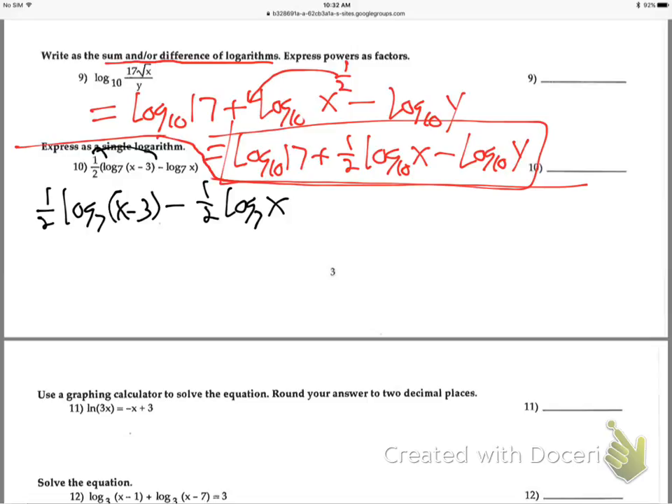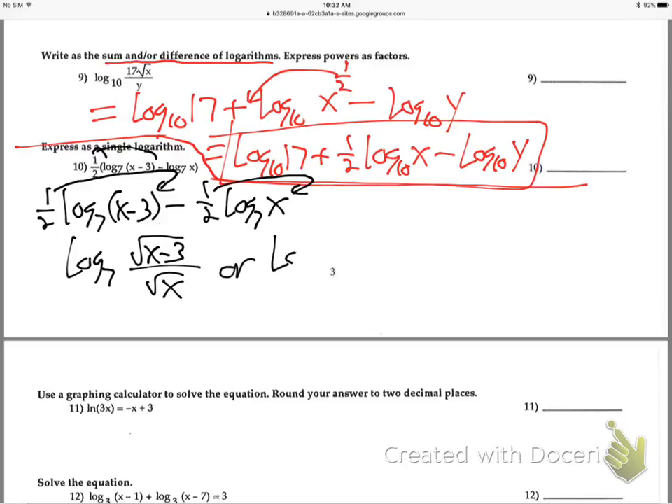So far, so good. Now what? We're supposed to make these into one log. What am I going to do? Yeah, division. What is this half power going to do? The half in the front is going to go to the power, isn't it? Numbers in the front go to the power. So it's going to be log base 7 of a root of x minus 3 over a root of x. Done. Or you can make that one big root. It's the same thing either way.